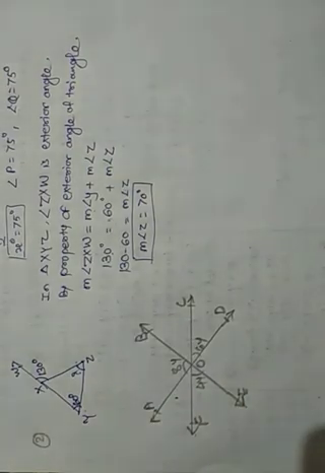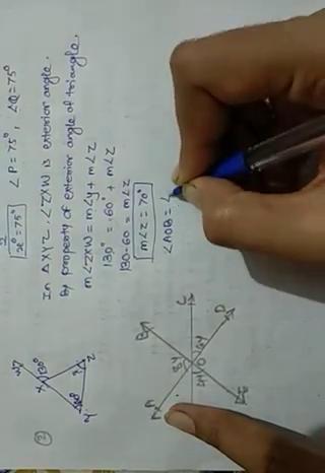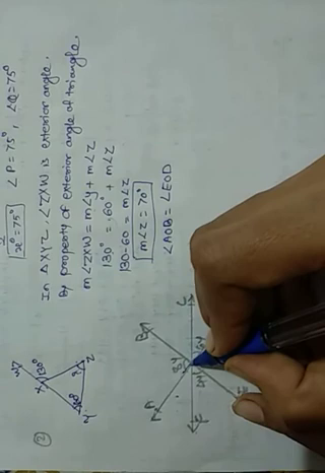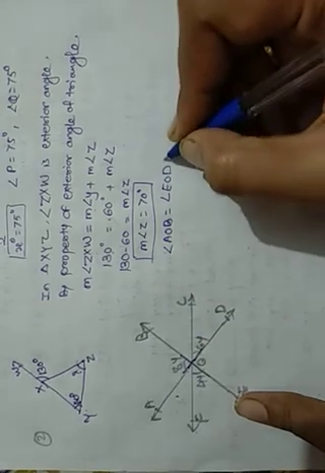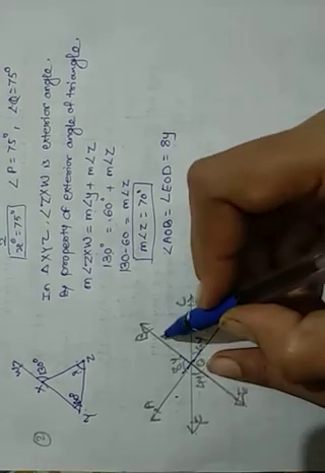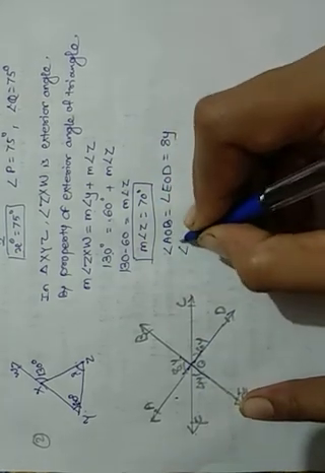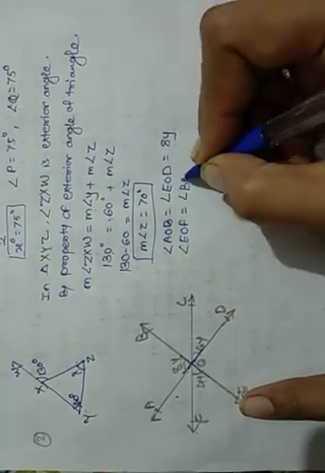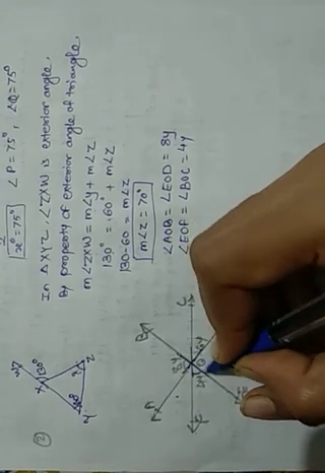In this figure, first angle AOB is equal to angle EOD. The reason is these are the opposite angles, vertically opposite angles. So vertically opposite angles are equal. It means these two angles' measurement is 8y. Same here, angle EOF is equal to angle BOC is equal to 4y because these are also opposite angles.